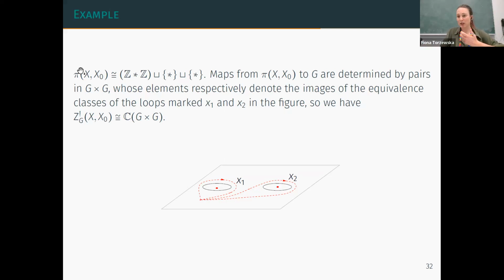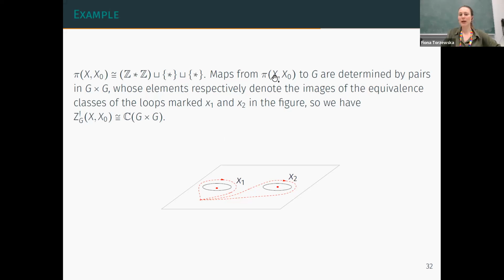Then what is the fundamental groupoid? Well, it's generated by these loops, x1 and x2. So it's isomorphic to the free product of Z with Z. That's just the fundamental group of the disk with 2 punctures. And then disjoint union with these trivial groupoids, which correspond to these base points in the middle.